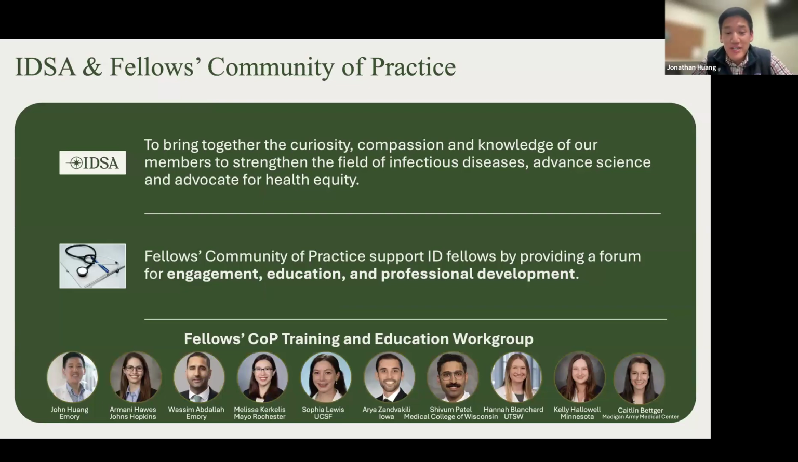At the bottom, I just really wanted to highlight our amazing training and education work group. The major things I wanted to point out are the diversity of people, the practice settings, and different academic centers, people from across the country that really help to make this work group possible and improve collaboration in terms of education efforts for all ID fellows. We're really excited to have this group newly made this year, and we're excited to have more participants, hopefully more volunteers joining in the future.